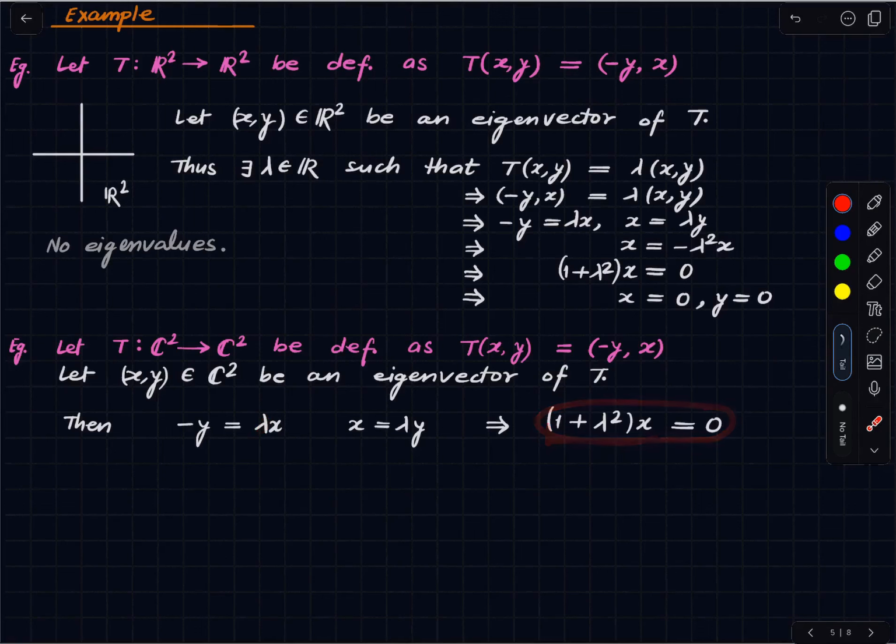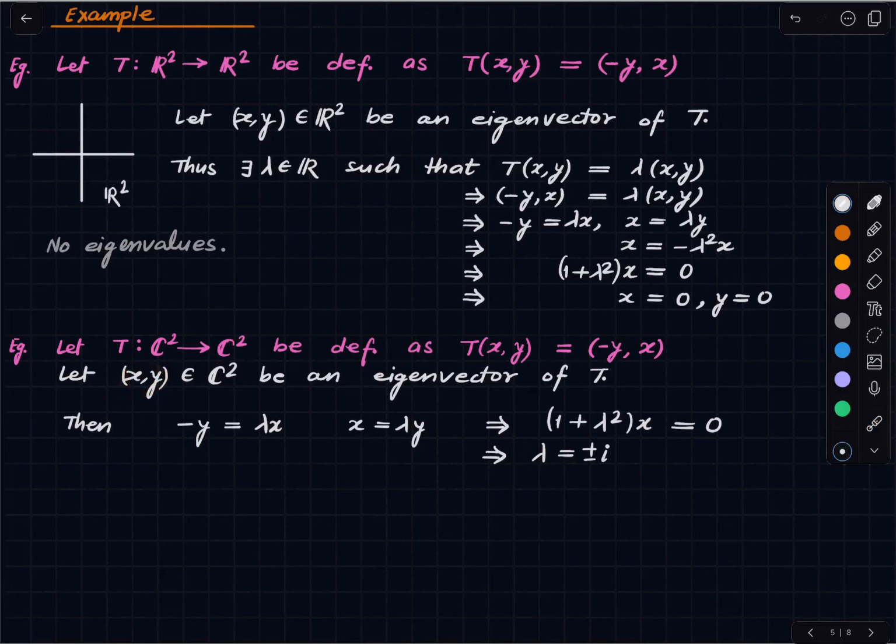So it's not necessary that x is 0. So there are some candidates for lambda. So lambda is either plus minus i or x is 0. But if x is 0, then y is also 0. Right? If x is 0, then y is also 0. So let us hunt for non-zero eigenvectors. So let this be non-zero.